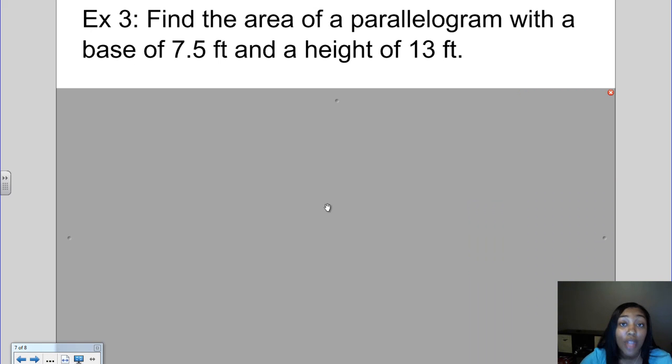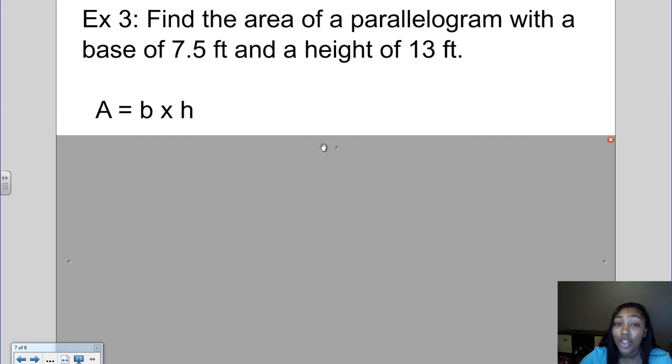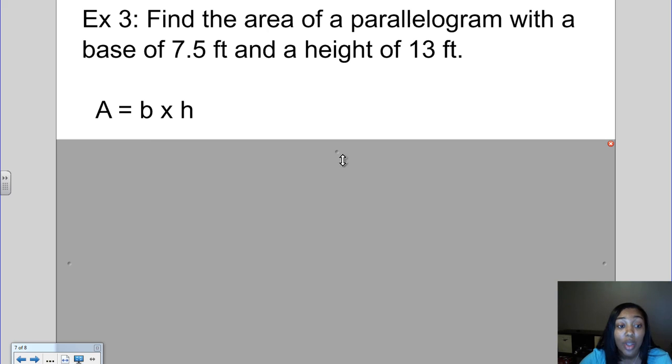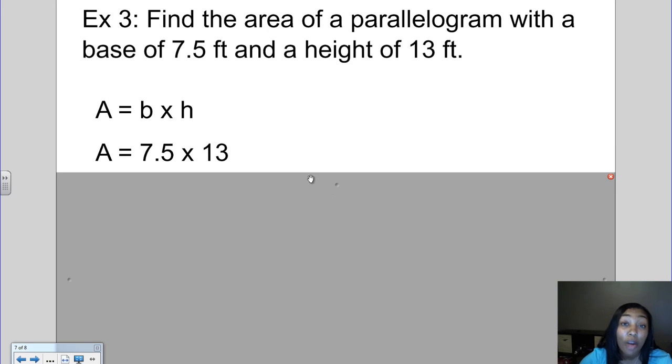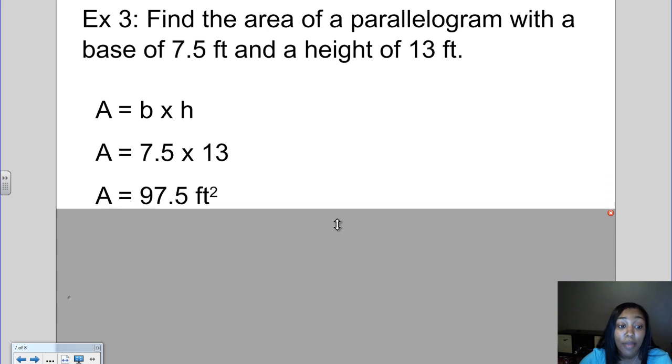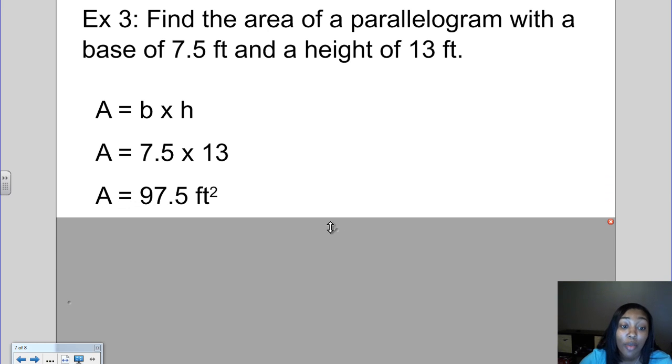Now sometimes you're not going to be given a picture that's going to tell you in word form that the base is something and the height is something. So in this example, they want us to find the area of a parallelogram with a base of 7.5 feet and a height of 13 feet. So once again, we're going to start with the formula A equals base times height, or B times H. And then we're going to plug in our base and our height. So our base is 7.5 and our height is 13. So that means that the area is 97.5 feet squared.